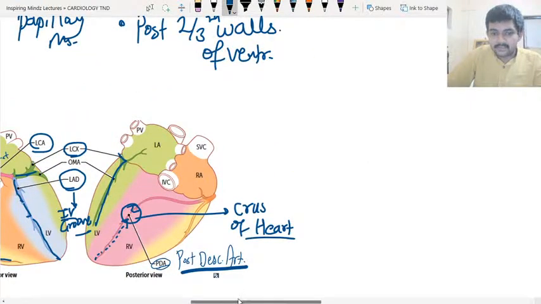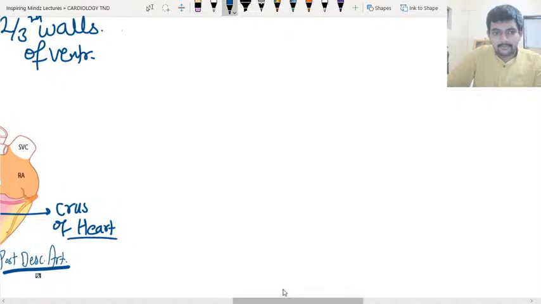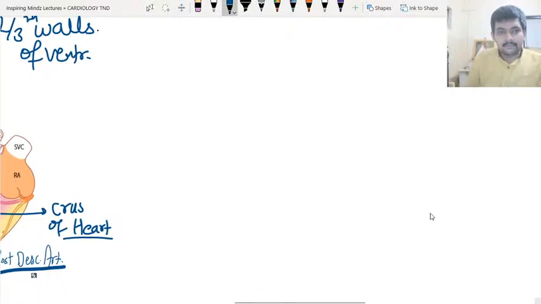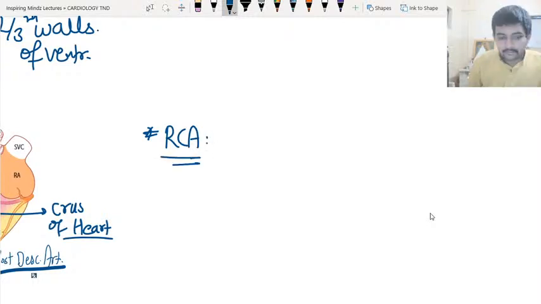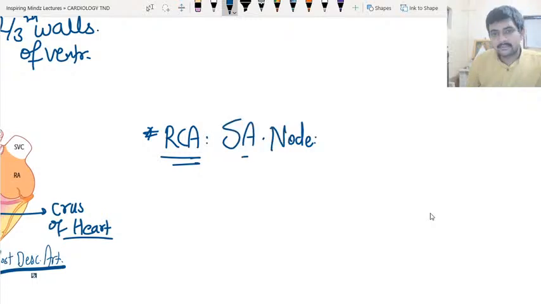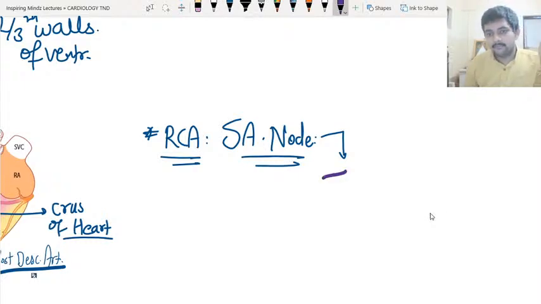Okay, I think now it's visible. Fine. Then after this, you have the right coronary artery. What does the right coronary artery supply? It supplies the SA node. Now, a very, very important thing that you need to understand is that the SA node is the only part of the heart which has a blood supply that is independent, independent of dominance.